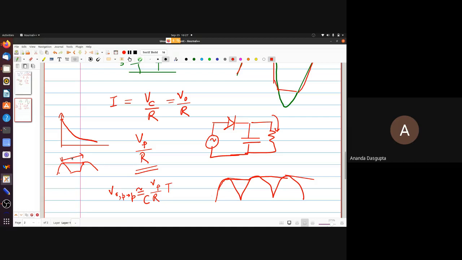And moreover, if my circuit is any good, the ripple should be very small, which means although voltage does change from VP, it should not change very much. So VP by R is a reasonable approximation.